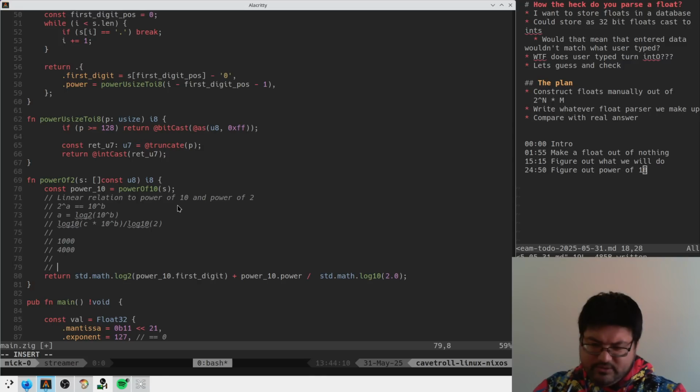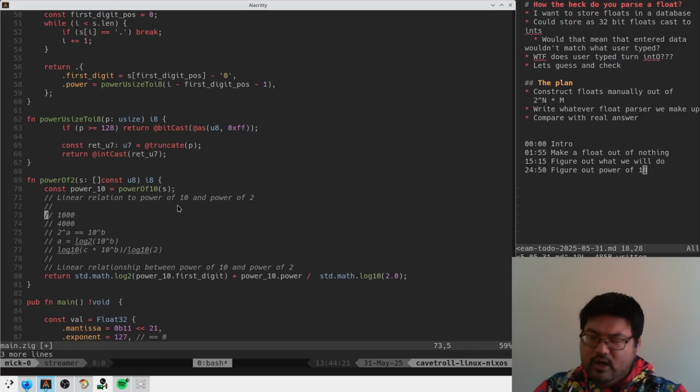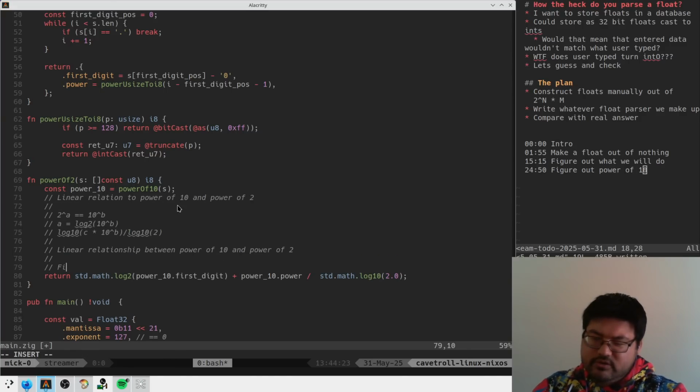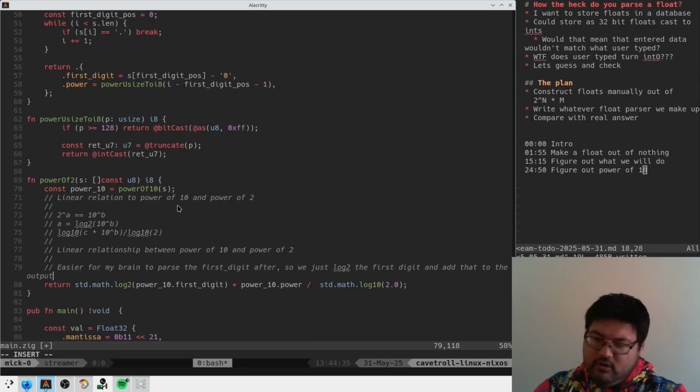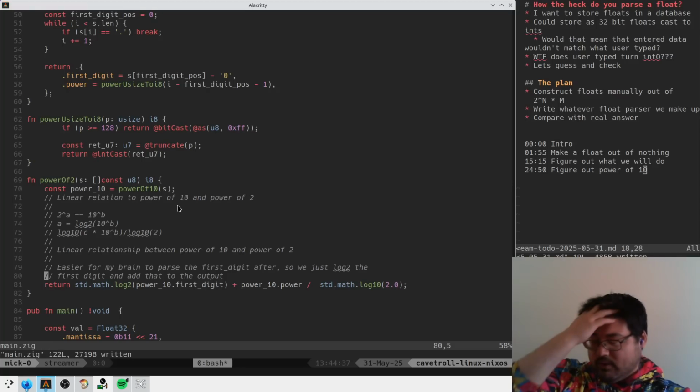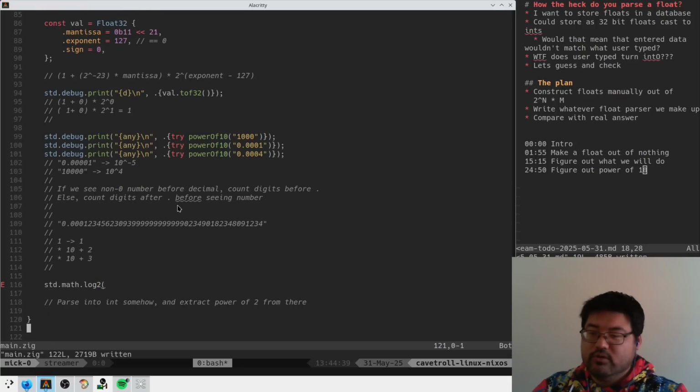So we'll say there's a linear relationship between power of 10 and power of 2. First, it's easier for my brain to parse the first digit after. So we just log 2 the first digit and add that to the output. That feels kind of right to me.